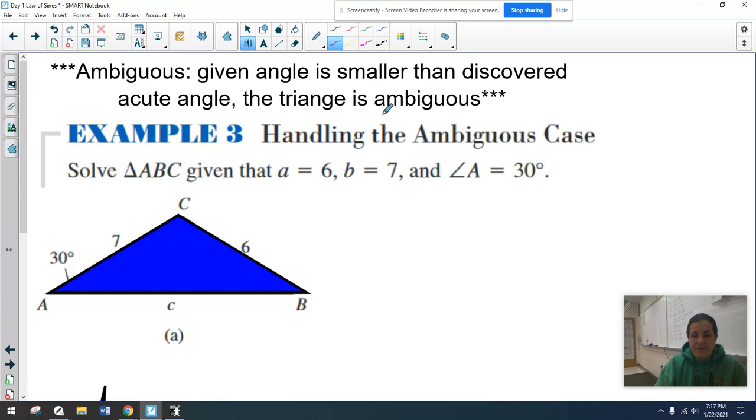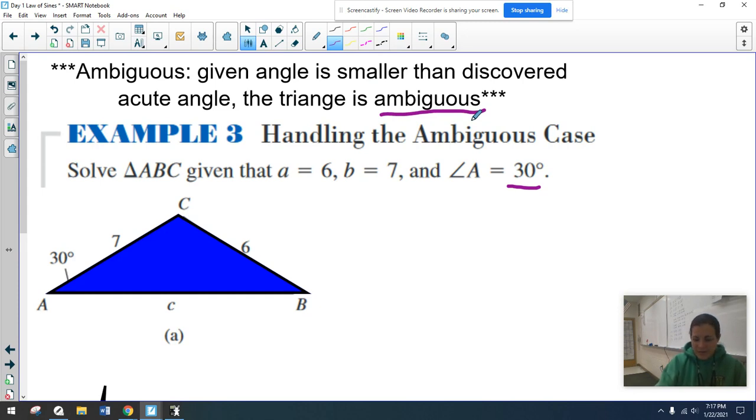Okay, so ambiguous case. This means if you're given, and this is my little trick, I figured this out, so you may learn a different way when you get to a different teacher, but I have told them about this little trick because it's a lot easier than the way the books explain it. So if the given angle, like this, is smaller than the discovered acute angle, so if you find another angle and it's acute, but it's bigger than this, so let's say you found a 48-degree angle, then you're going to have an ambiguous case, which means you can have two possible answers for everything.